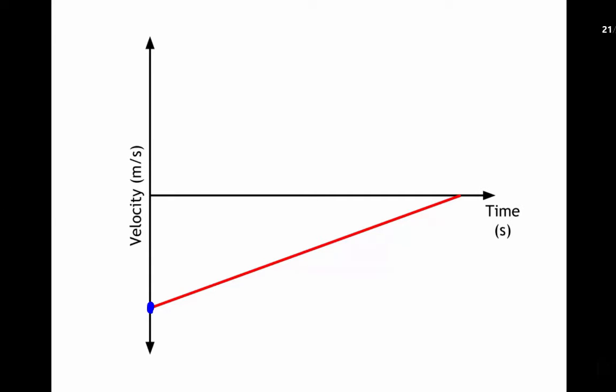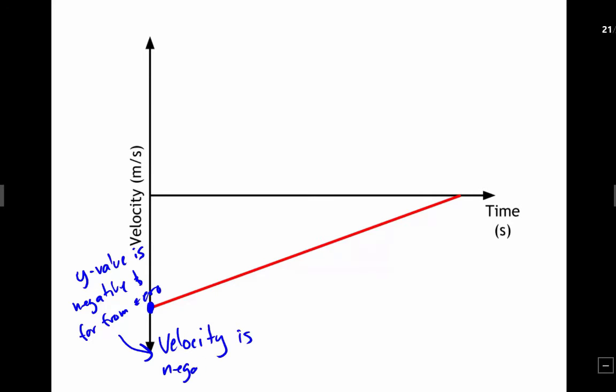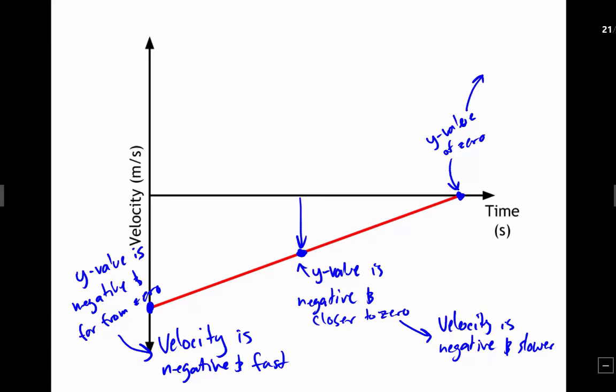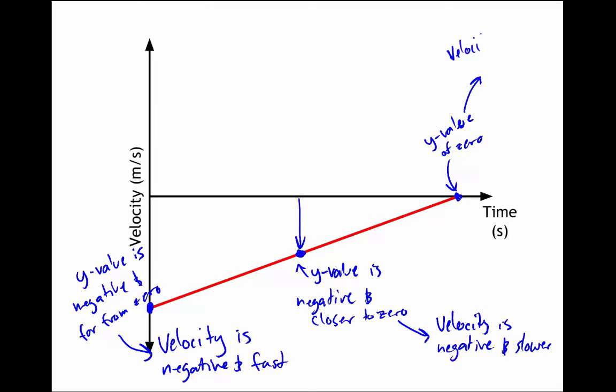Looking at this velocity time graph, I have a y value that's negative and very large, larger than all the rest. Tells me my velocity is going to be negative and large, so negative and fast. Sometime later, we're getting closer to the x-axis, so my y value is closer to 0 and still negative. So my velocity must be negative and slower. Finally, we get to a y value of 0, which means we get a velocity of 0.